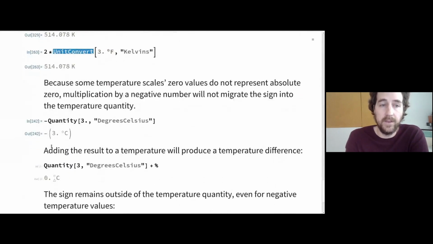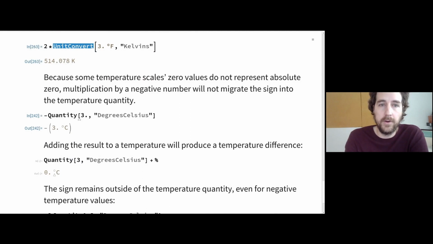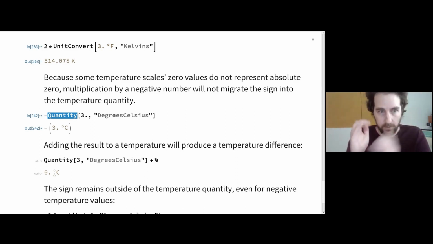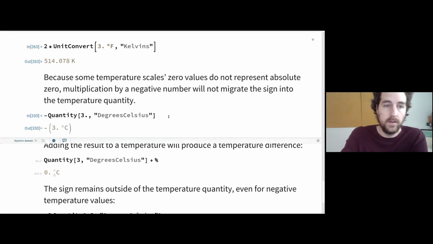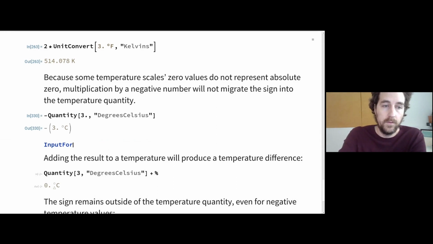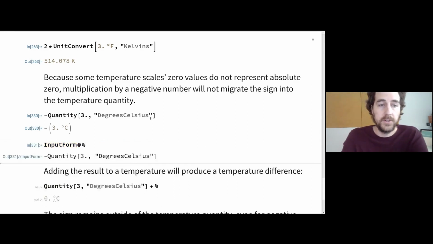There's also a caveat that because of the arbitrary choice of where 0 values are, multiplying an absolute temperature by -1 does not necessarily move the sign inside. Minus 3 degrees Celsius is not the same thing as minus 3 degrees Celsius. So we can take this unevaluated form here. If you look at the input form of that expression, you can see that the minus sign is staying outside the quantity, but the arithmetic framework knows how to handle this.